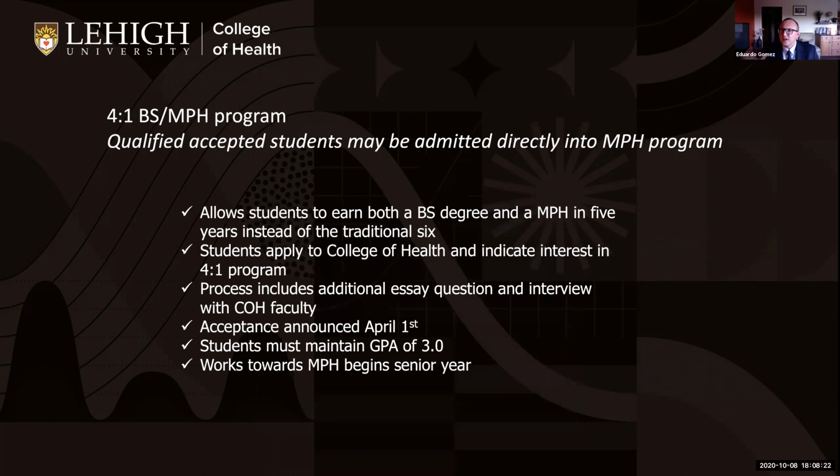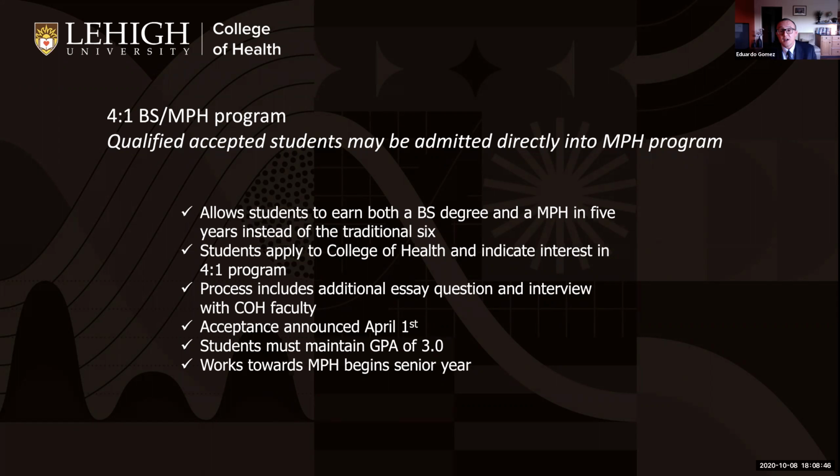But we're also very excited to announce the 4-1 BS MPH program. So now you can enter into our BS program and earn an MPH within 5 years. This allows students to earn a BS degree and an MPH in 5 years instead of the traditional 6 years, usually 4 years as an undergrad, and then 2 years as an MPH student.